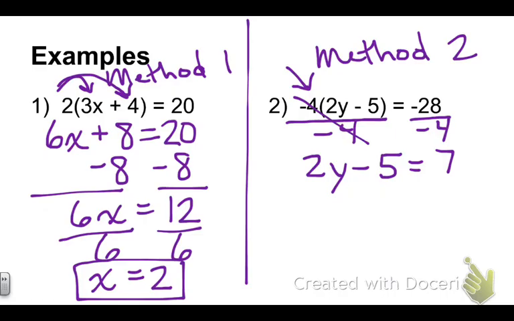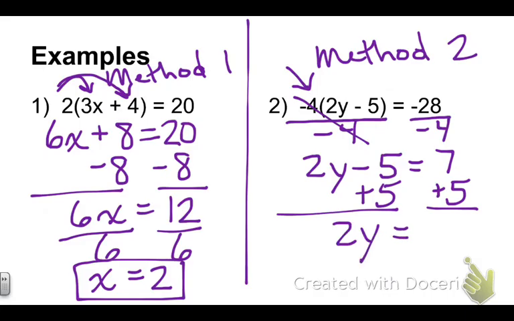And then it's a two-step equation. Solve. Get rid of that subtraction first by adding. Whatever you do to one side, do to the other. Negative 5 plus 5 gives you 2y. 7 plus 5 is 12. I know you can see it, but go through the motions.